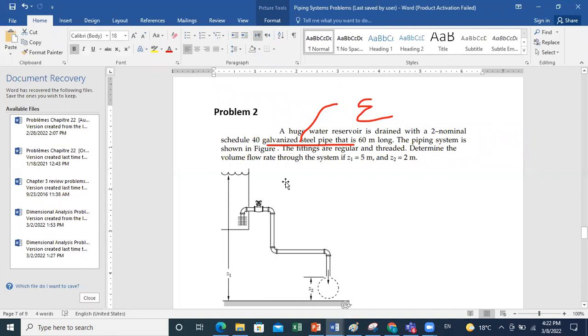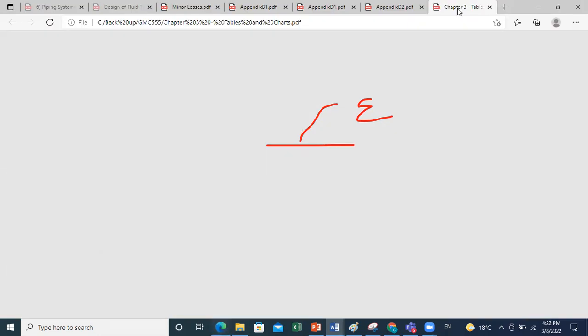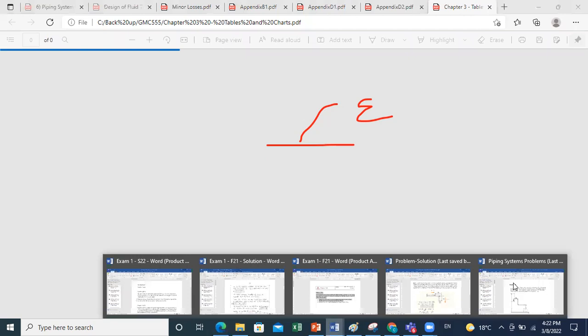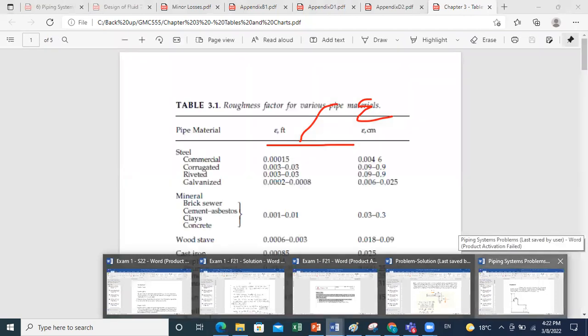So now we have everything. We used all the information given. We are ready to move on to write our energy equation and see what our unknowns are. So let us write our energy equation. Okay, you have the following.